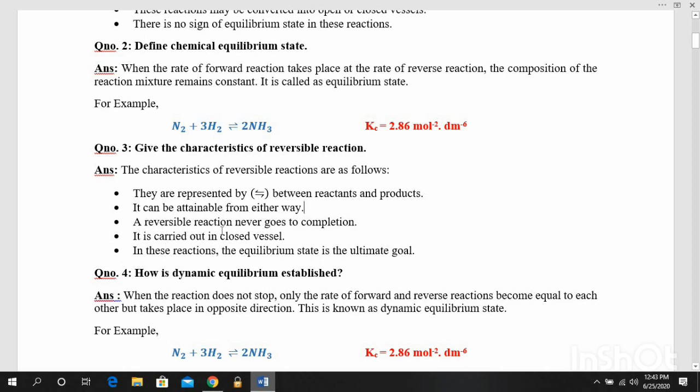And a very important condition is that it is always carried out in a closed vessel, or you can say in a closed system, where heat can get out of the system, but matter cannot get out of the system. So this is known as a closed system, or the reaction taking place in a closed vessel. In these reactions, the equilibrium state is an ultimate goal. In a reversible reaction, there should be an equilibrium. It means that the rate of forward reaction should be equal to the rate of reverse reaction.